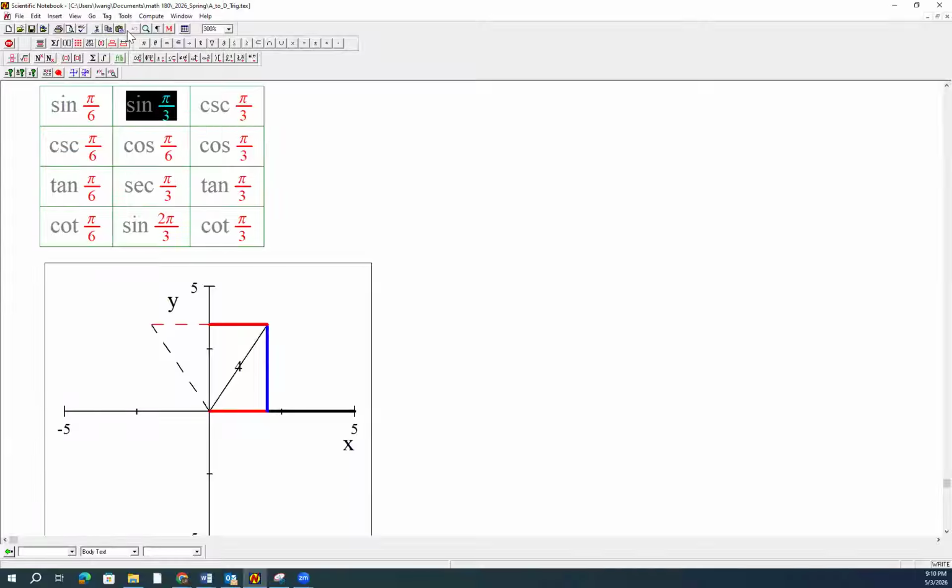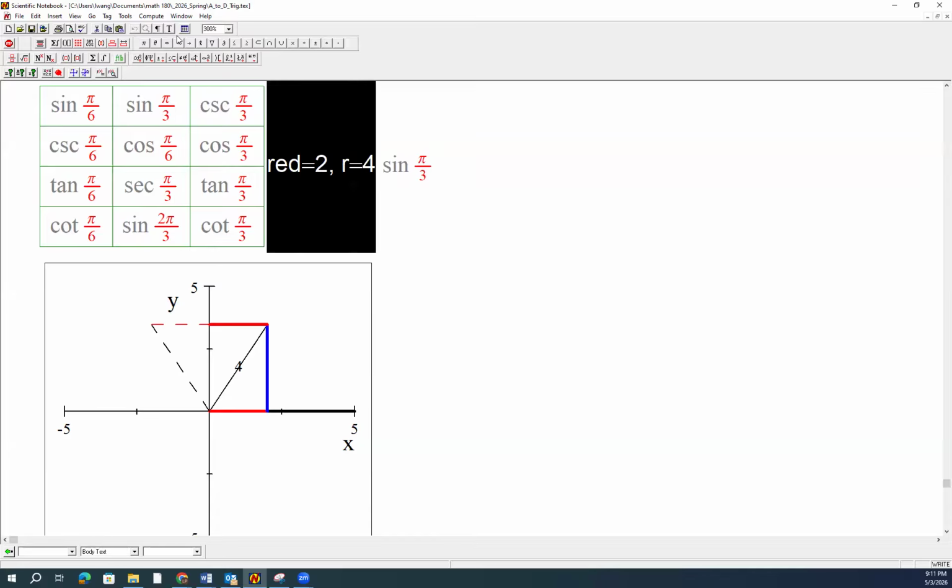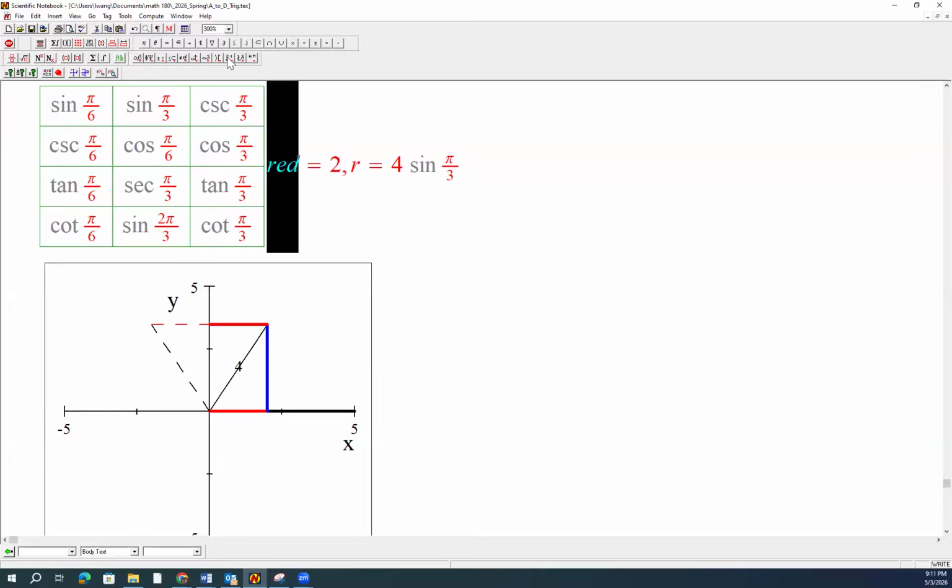So now we're on to sine pi over 3, right? Sine pi over 3. Red is 2, R is 4. And sine pi over 3 is blue over R. So we would need blue. Blue over R. So we need to find the blue.